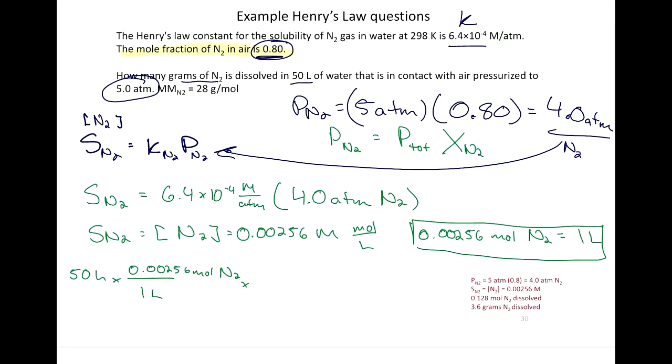What property do we use? Molar mass, yes. I even give you the molar mass of nitrogen, where 1 mole of nitrogen gas is 28 grams-ish. And so you get that there is 3.6 grams of nitrogen dissolved in this sample. This last step of using the molarity, the volume given, and the molar mass is just review of Chem 1210 stuff. The new thing was Henry's law. All right.